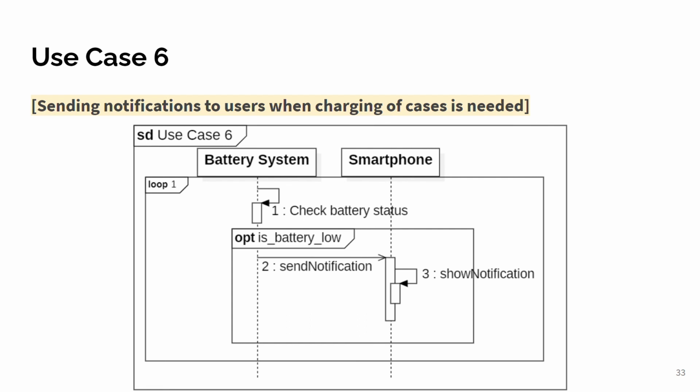Our sequence diagram starts with iteratively conveying the state of the battery. While inside a loop, whenever the low battery condition is satisfied, the battery system will send a notification to the smartphone application. And finally, the application will show the notification to the user.